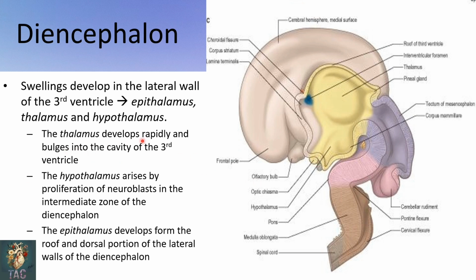Let's have a look at the slide. The thalamus develops rapidly and bulges into the cavity of the third ventricle, as you can see in this diagram. The hypothalamus arises by proliferation of the neuroblasts in the intermediate zone of the diencephalon, and the epithalamus develops from the roof and dorsal portion of the lateral wall of the diencephalon. So here is the epithalamus that develops from the roof and dorsal portion of the lateral wall of the diencephalon.